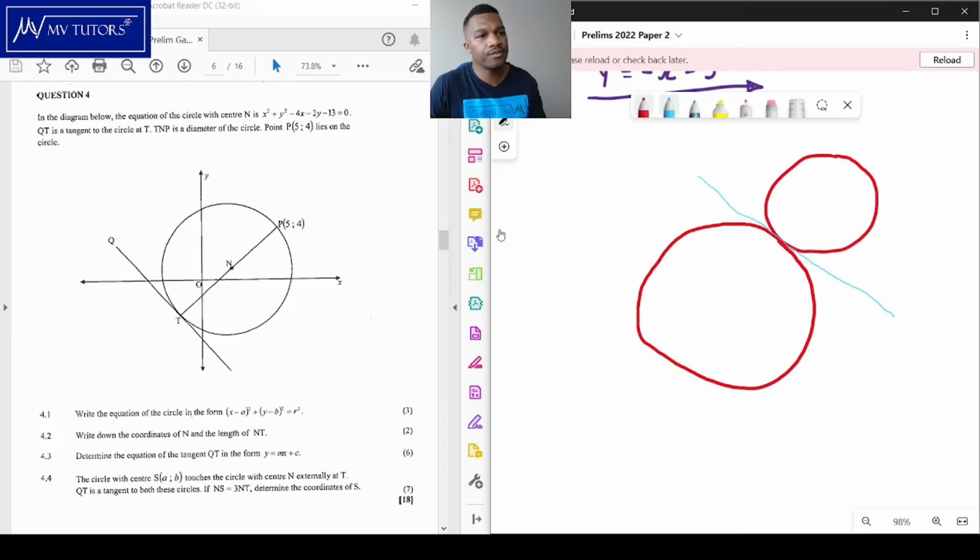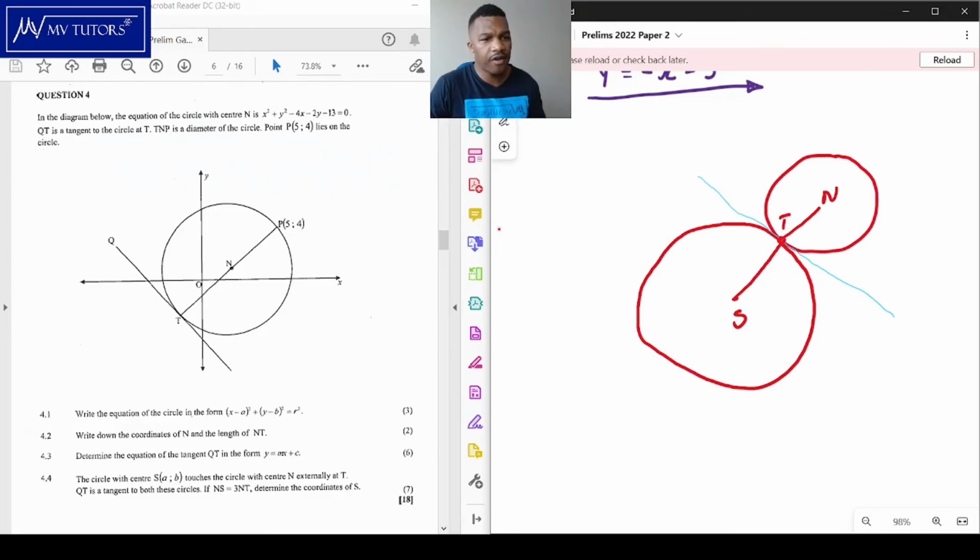So now we have that point, which is point T, and that's point N. So that's NT, and here is a center, which is S there. So they are saying NS, which is the entire line, is 3 times NT.